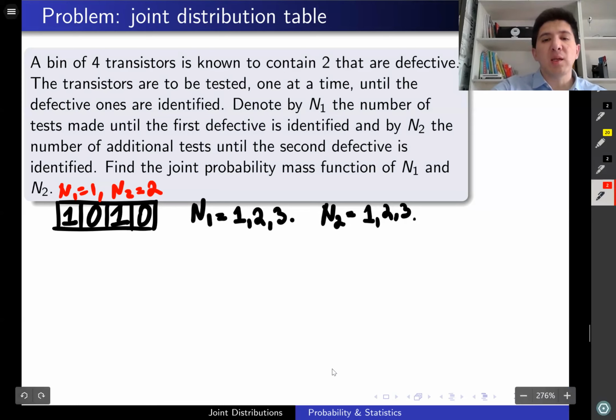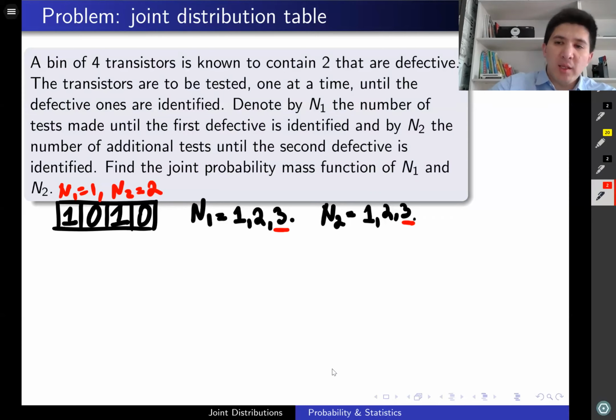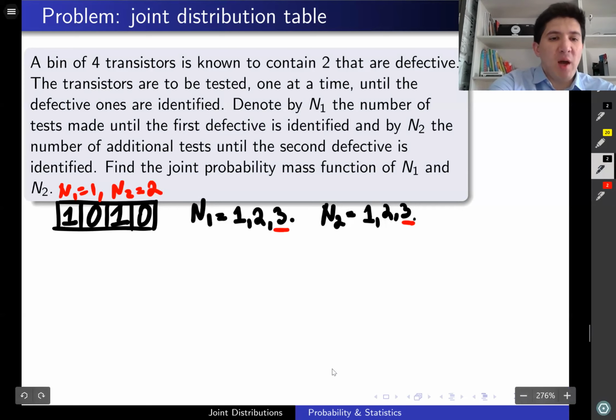For example, I can't combine 3 and 3 here, right? Because I cannot choose 6 transistors when there are only 4 transistors. So some of the combinations are impossible. There are only 6 possible combinations. Let me write down all of them.